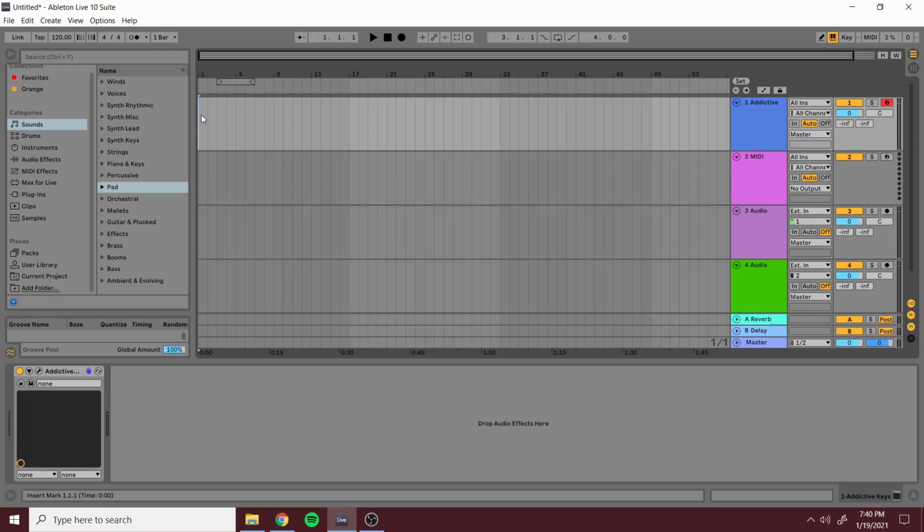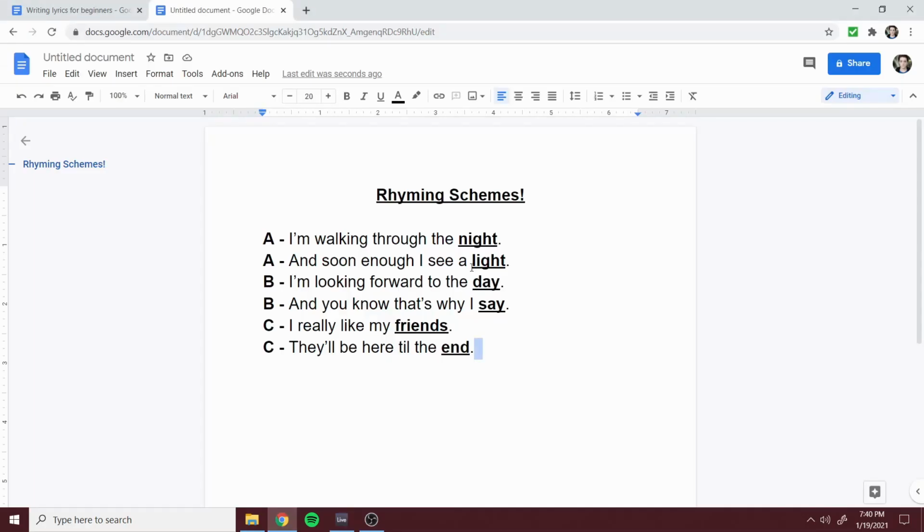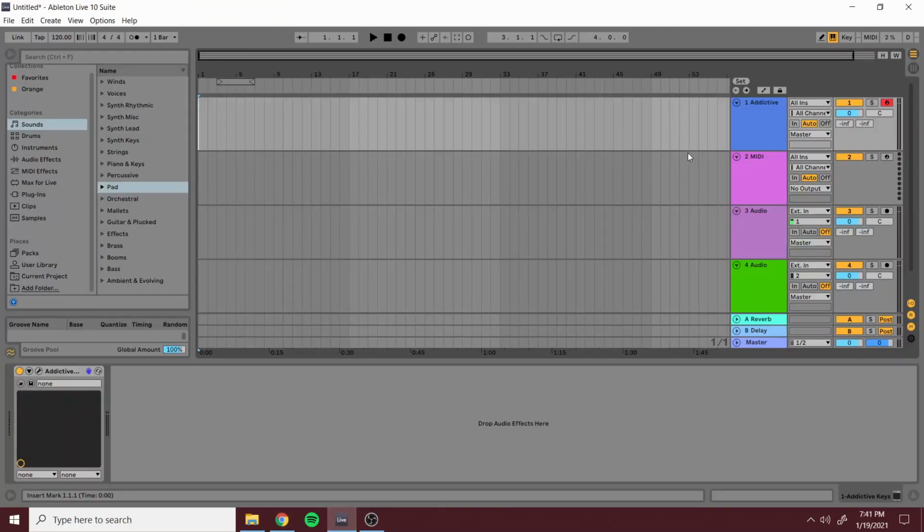Okay, so now you need to learn how to put melodies to your lyrics. So, before we had, "I'm walking through the night and soon enough I see a light." We're just going to focus on that for right now. And so, let's create a melody using the piano. For when you're starting, just use the white keys, nothing else. And so, right now, I'm going to compose a simple melody for these lyrics. So, let's figure out a melody.